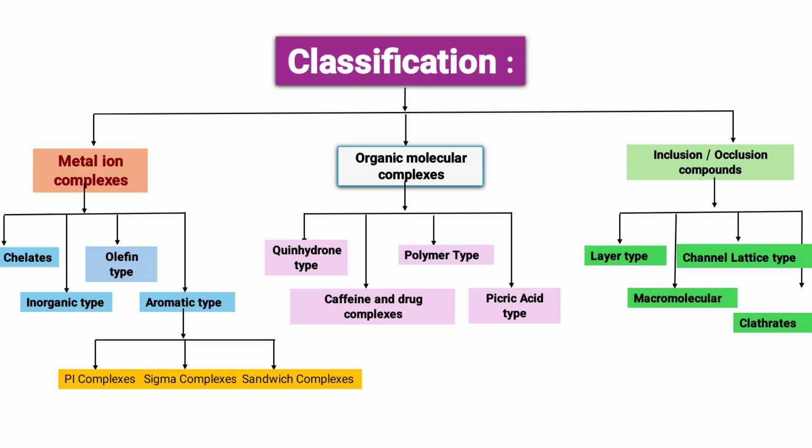Classification: metal ion complexes, organic molecular complexes, and inclusion compounds. Metal ion complexes include chelates, inorganic types, olefin types, and aromatic types. Organic molecular complexes include quinhydrone types, polymer types, caffeine and drug complexes, and picric acid. Inclusion compounds include layer types, channel lattices, macromolecular, and clathrates. So these are the classification: metal ion complex, organic molecular, inclusion compounds.